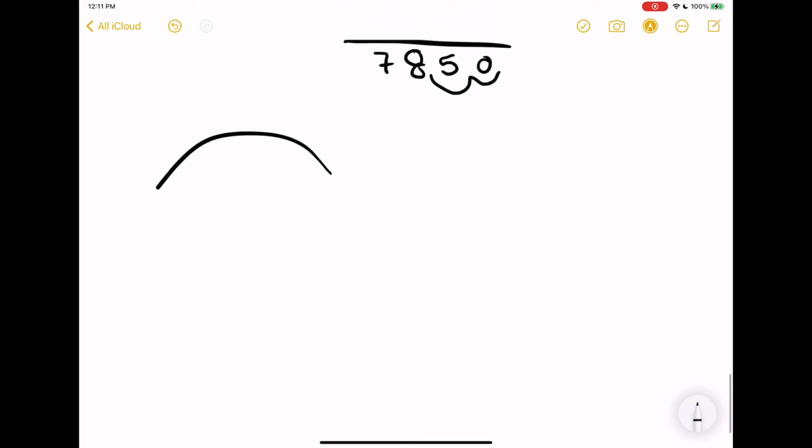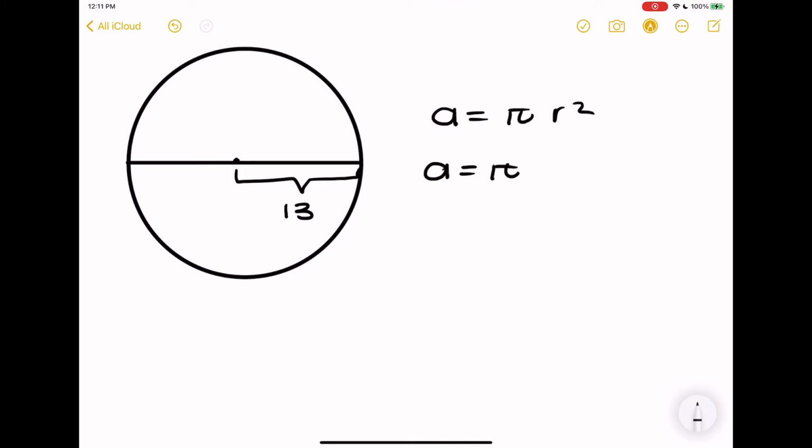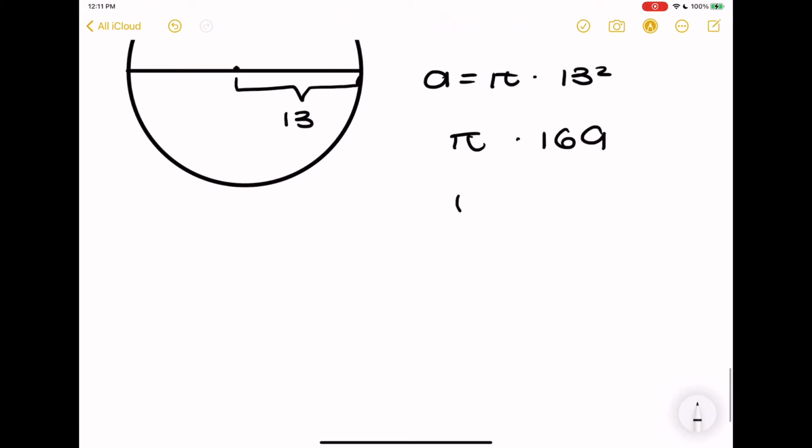Now we're going to do one more problem before you do 3 practice problems all by yourselves. Let's say I have this circle, and the radius is 13. And let's say they want us to not fully simplify pi. So A is equal to pi r squared, A is equal to pi times 169, which is 13 squared, and we'll get 169 pi.